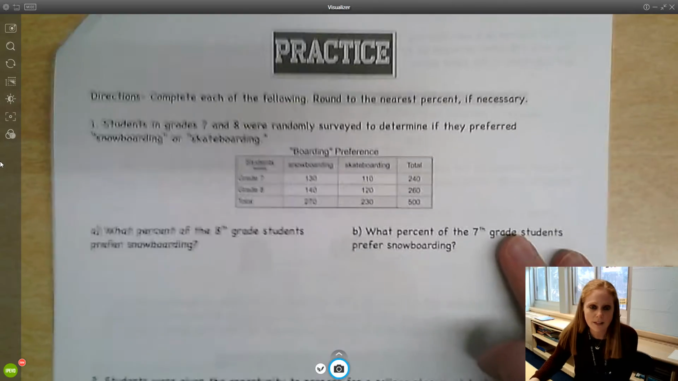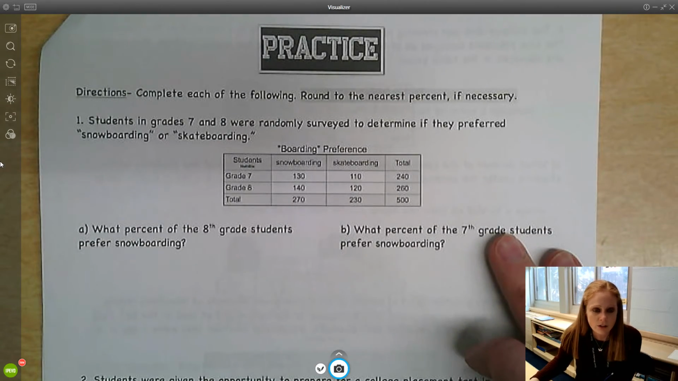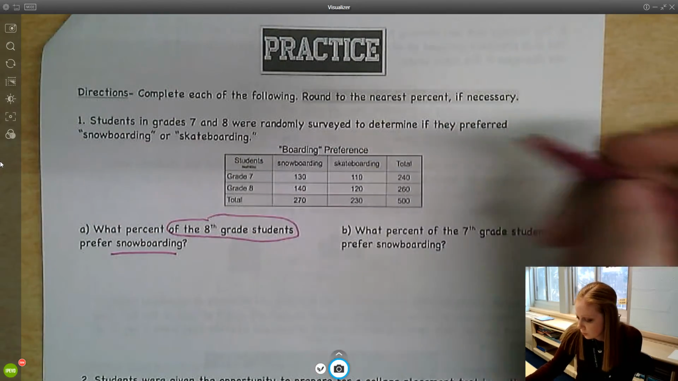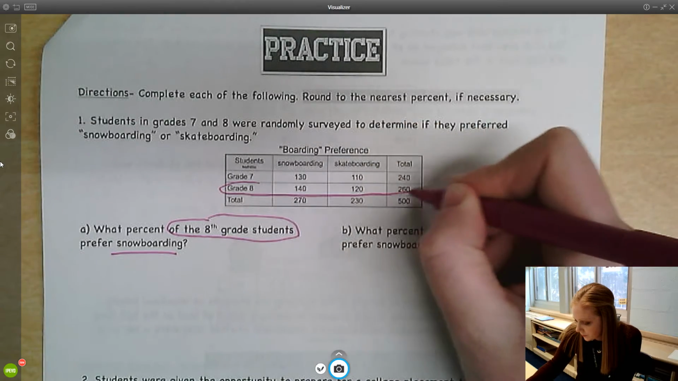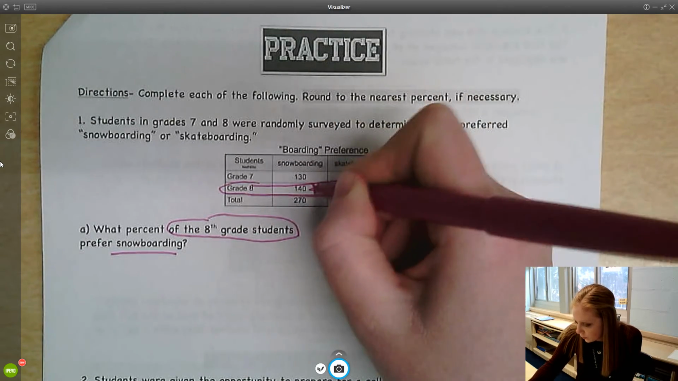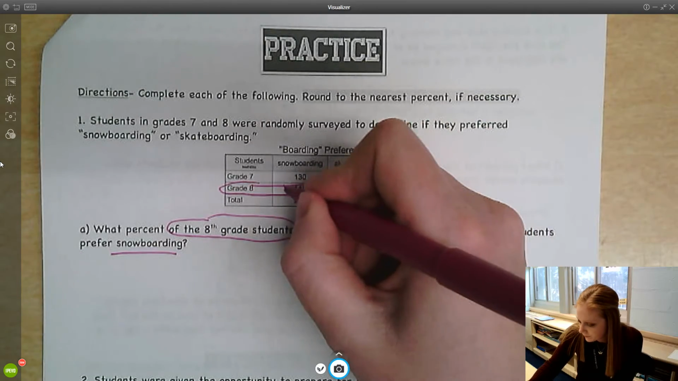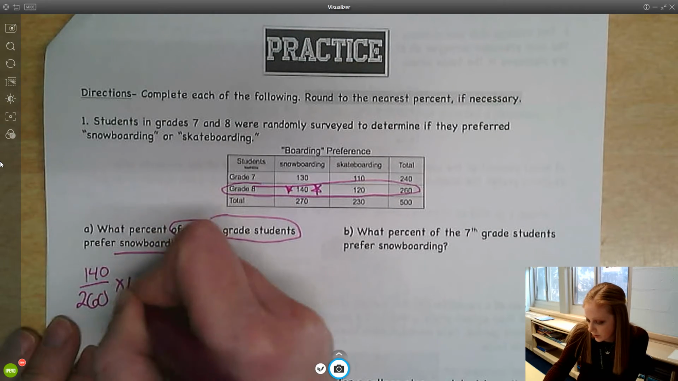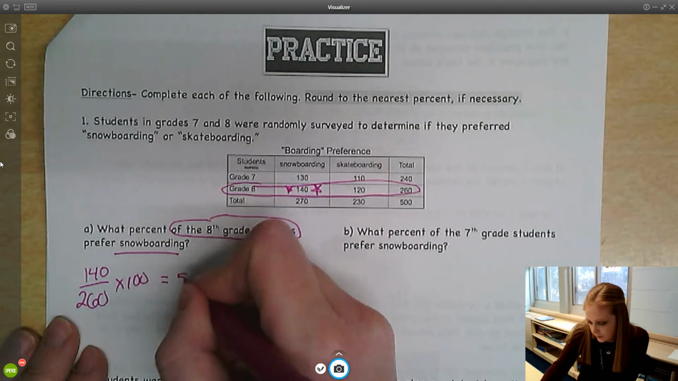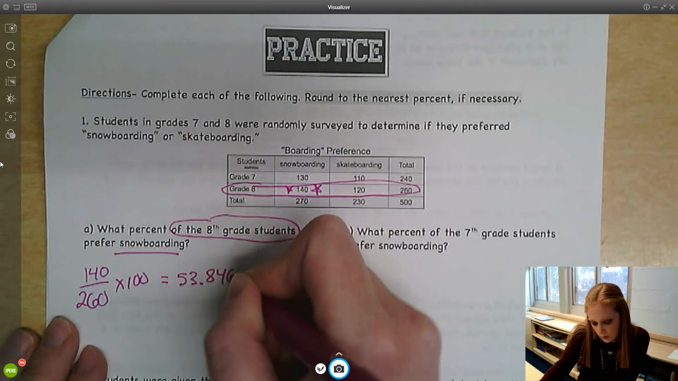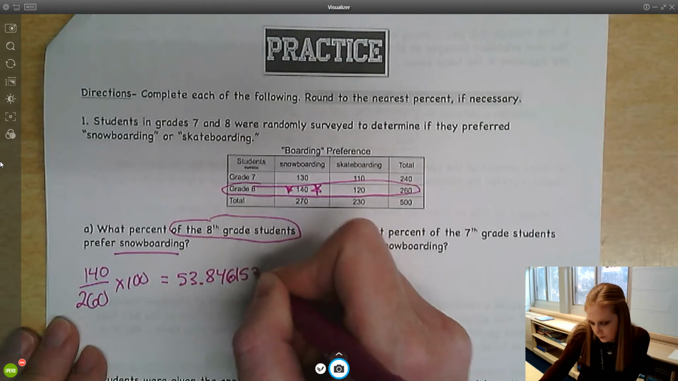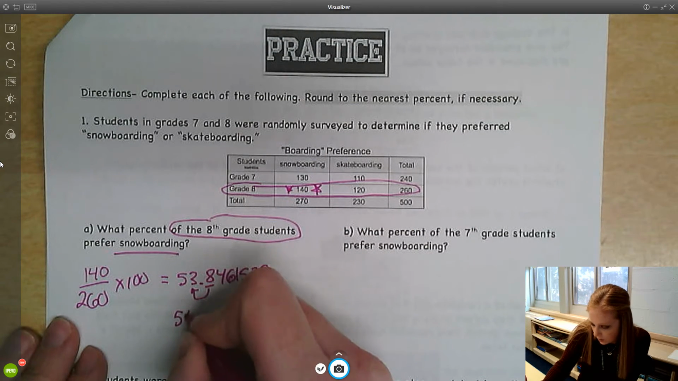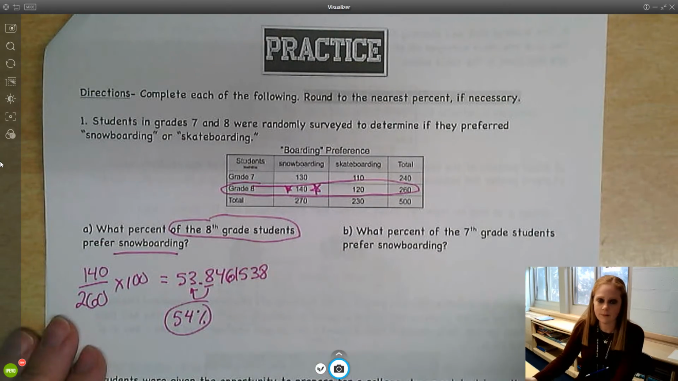All right, so now we have 5 more practice problems. What percent of the 8th grade students prefer snowboarding? So we're going to look at our 8th grade students, and 140 of them prefer snowboarding. So that would be 140 out of 260 8th grade students total, which gives us 53.8461538. The 8 tells the 3 to go up 1, so 54%.